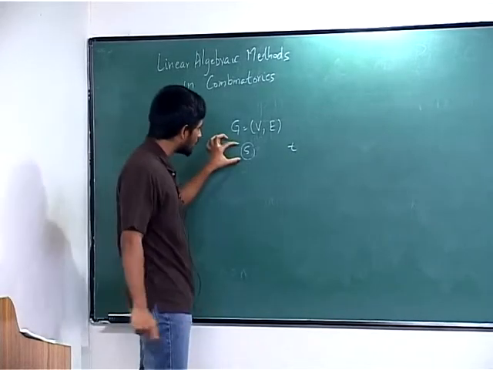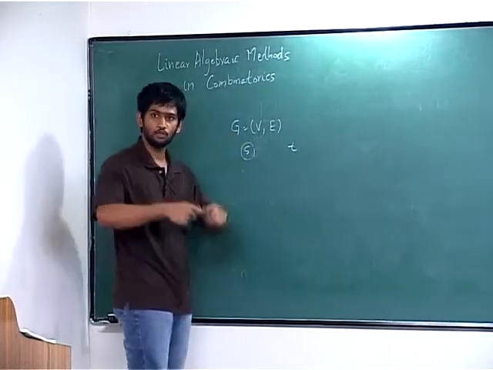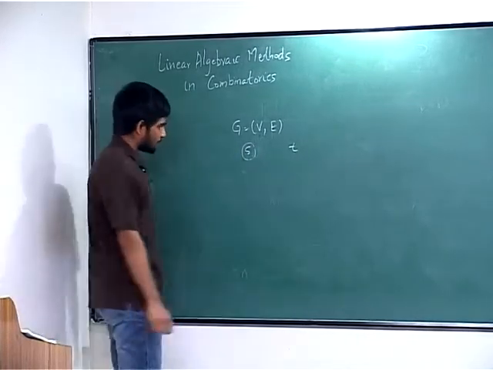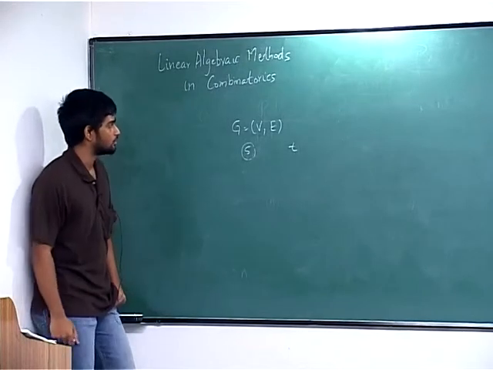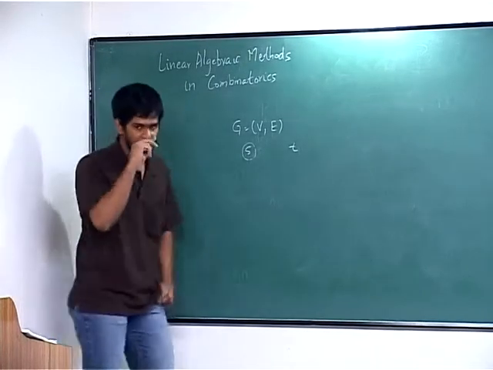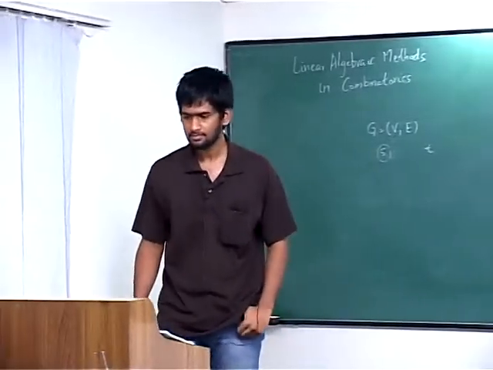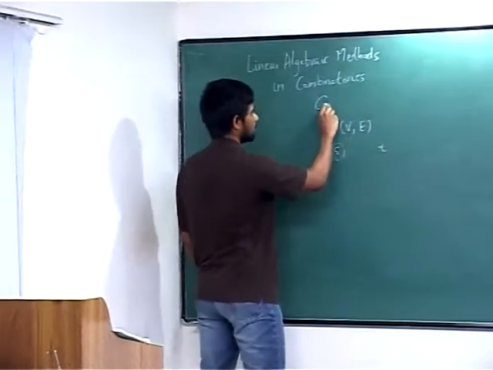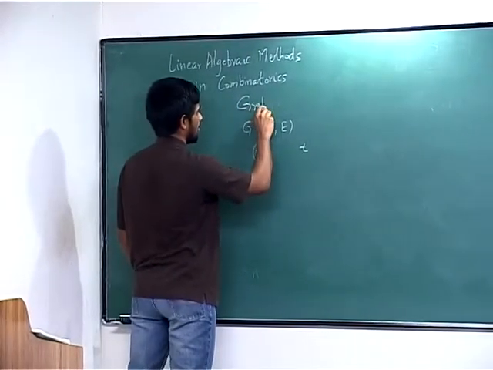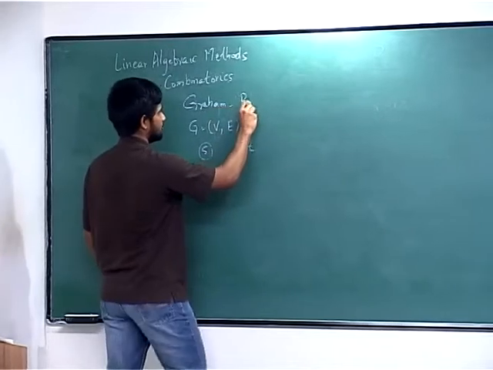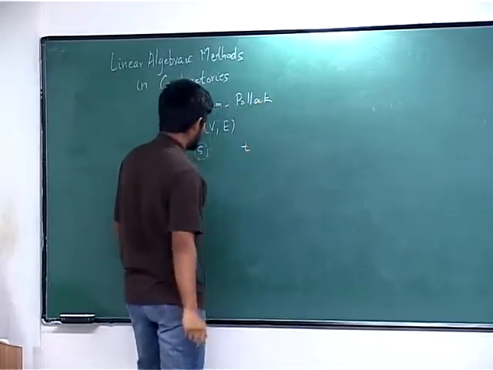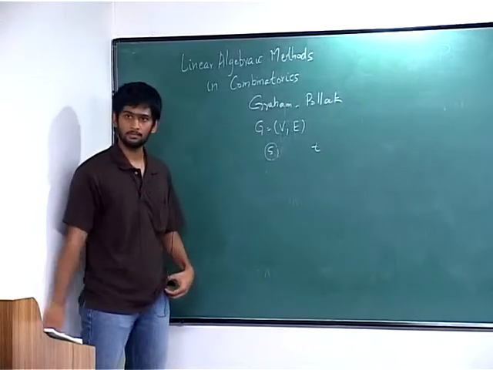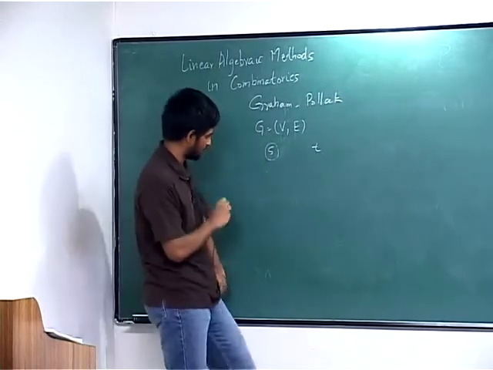And I want to somehow reduce the size of this address. I don't want a huge address space. So this problem was posed in the 1970s, and this idea is due to two people called Graham and Pollack. So they gave an addressing scheme for these vertices so that you can do this. The addressing scheme that they did was this.